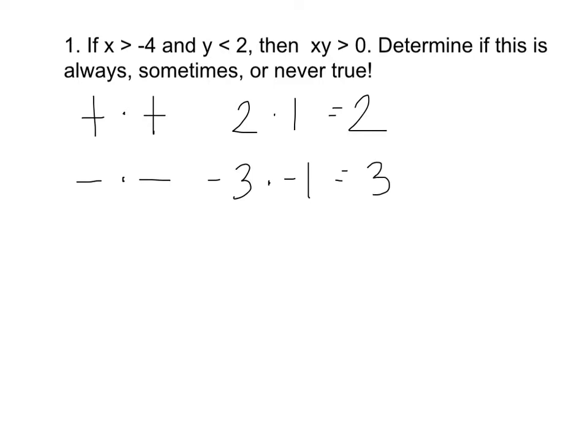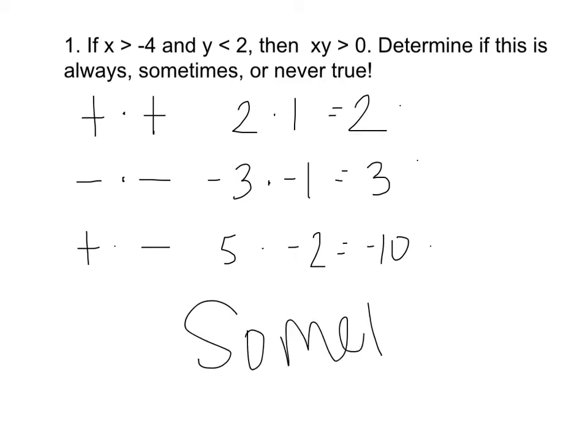But let's see if we can find one that's a positive times a negative. Well, x is greater than -4, so let's just do 5, because that's positive. Y is less than 2, let's go -2. Well, that's -10, so that one doesn't work. So you can see we can sometimes get it to work, but it doesn't always work. So our answer is sometimes. Okay, let's try another one.